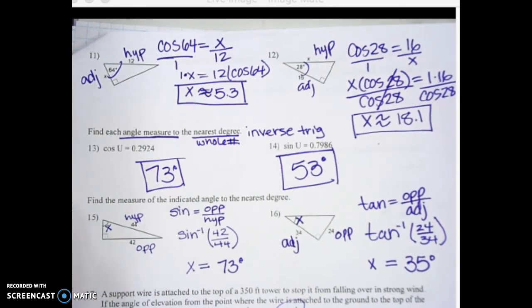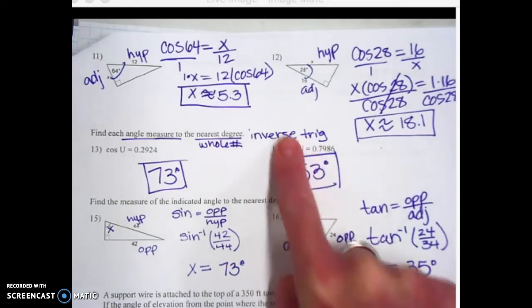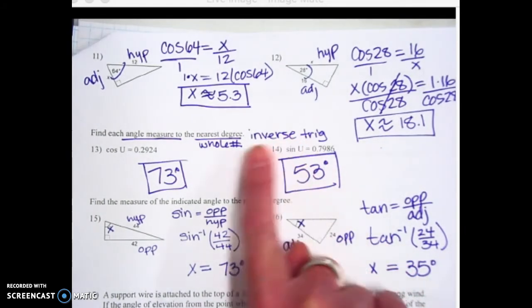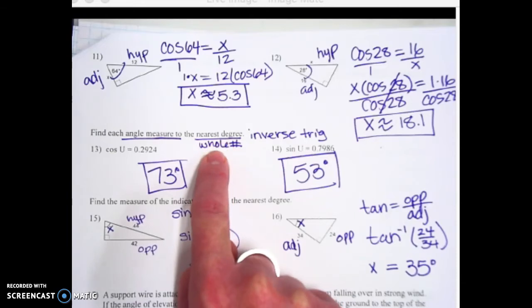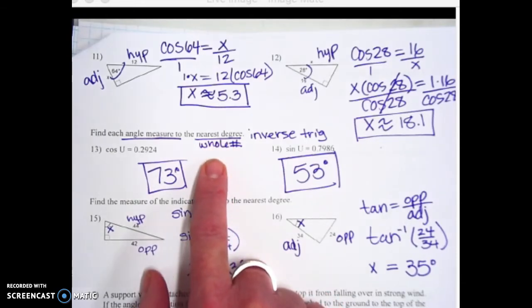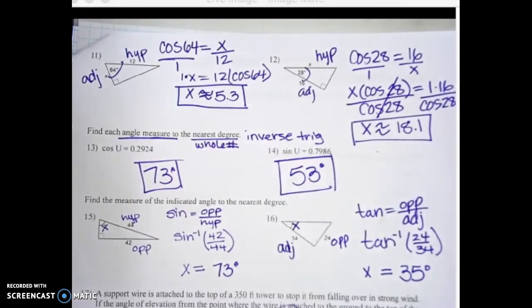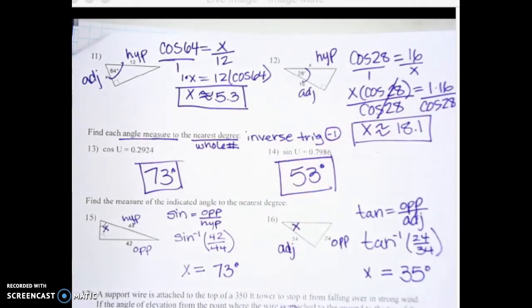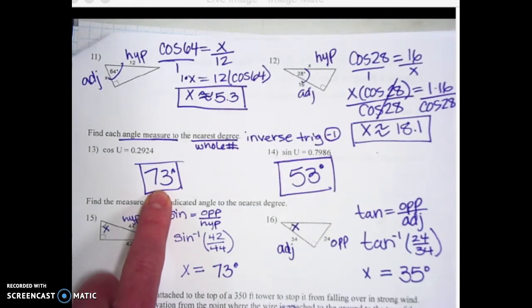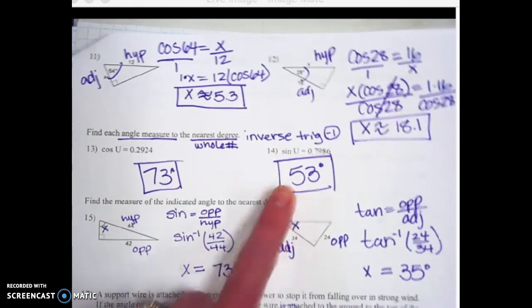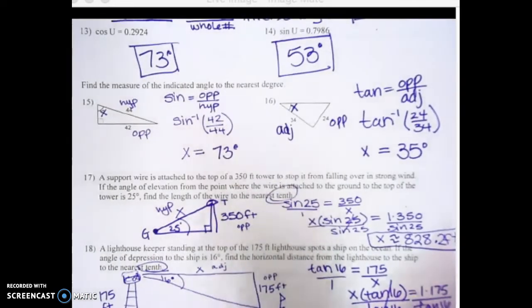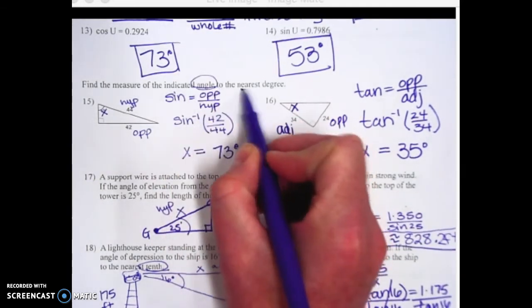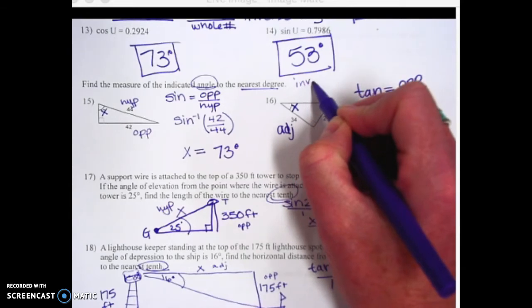So for numbers 13 and 14, this is all calculator work. It says find each angle measure, which means you're going to use inverse trig instead of regular trig. And you're going to round to the nearest degree, which means the nearest whole number. So make sure your calculator displays that -1. Type it in, and you should get 73 degrees for 13, 53 degrees for 14. Numbers 15 and 16, you're going to find the measure of the angle to the nearest degree. Make sure you use inverse trig.